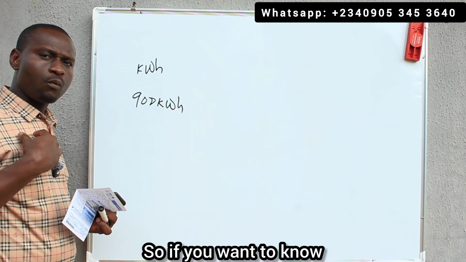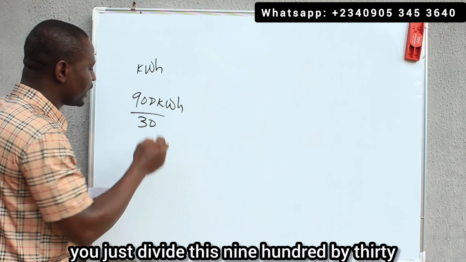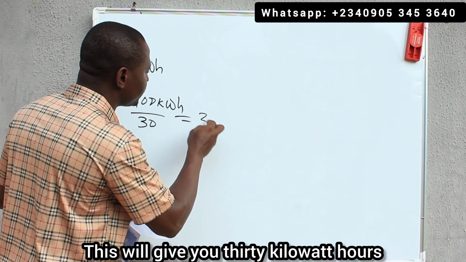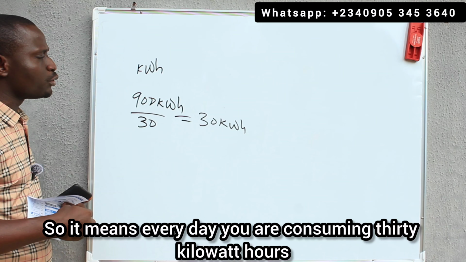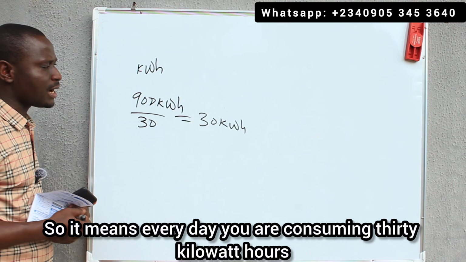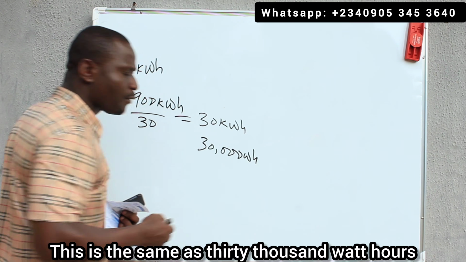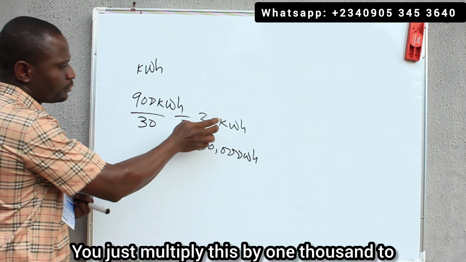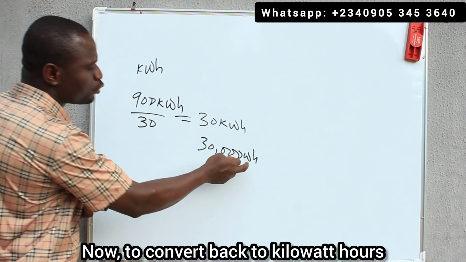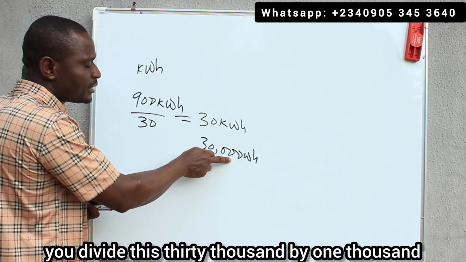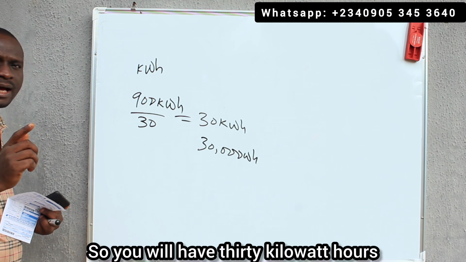If you want to know what you're consuming every day, you just divide this 900 by 30. This will give you 30 kilowatt hours. It means every day you are consuming 30 kilowatt hours. This is the same as 30,000 watt hours. You just multiply this by 1,000 to convert to watt hours. Now to convert back to kilowatt hours, you divide this 30,000 by 1,000. So you will have 30 kilowatt hours.